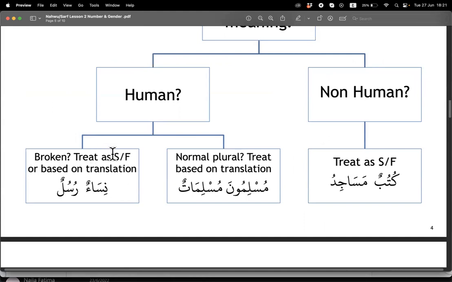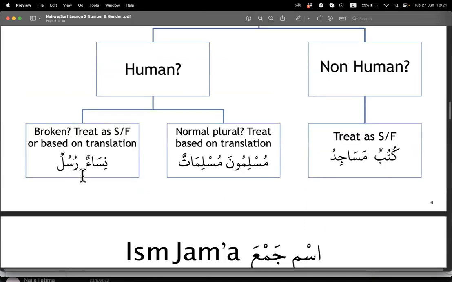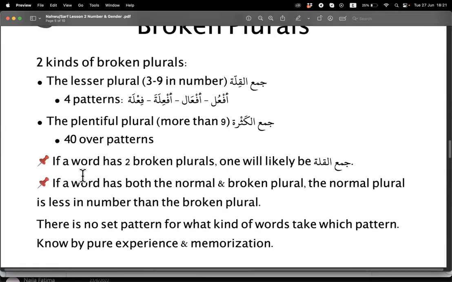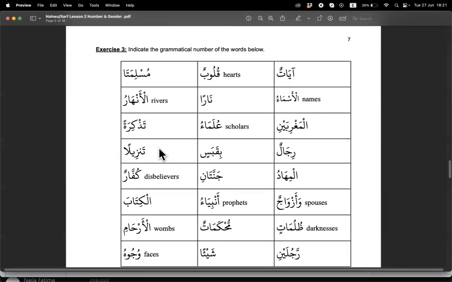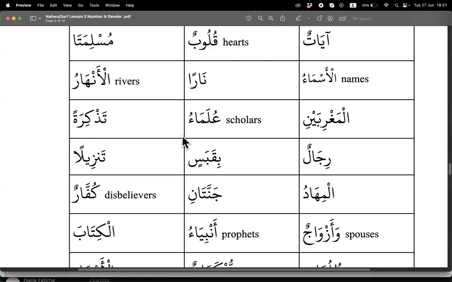So you can treat it as singular feminine, based on translation or based on the context. Meaning, if we are talking about a group of male ulama, then they are plural masculine. If we talk about a mixture, then it's a mixture. So for now, we just say singular feminine. We have two choices.